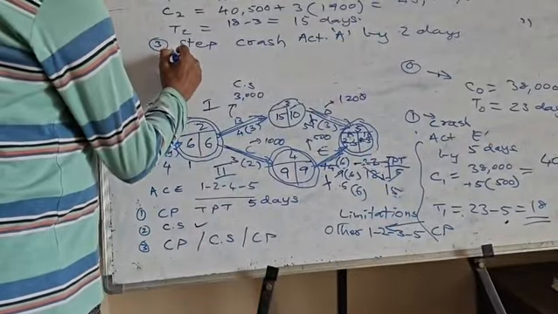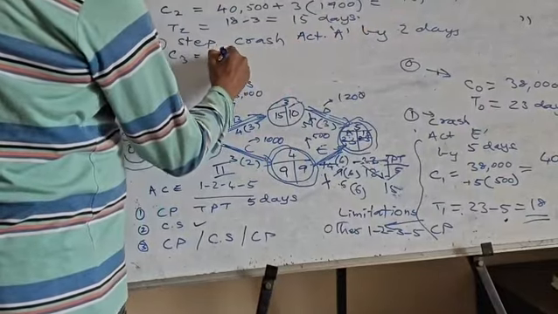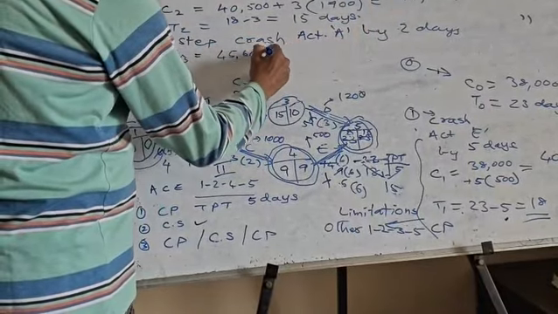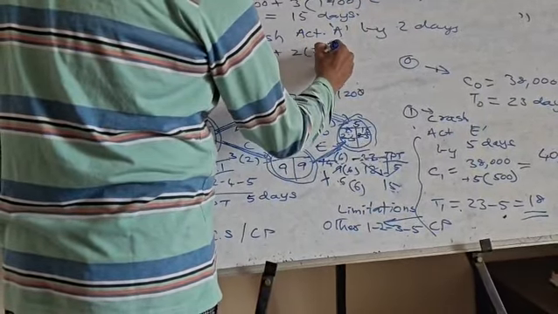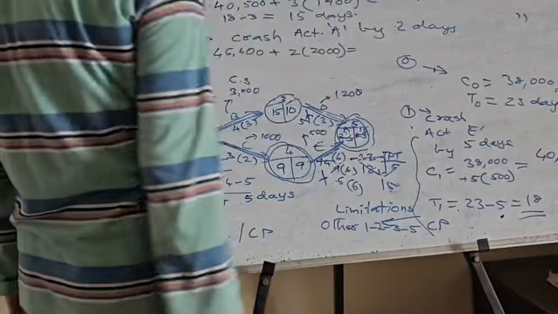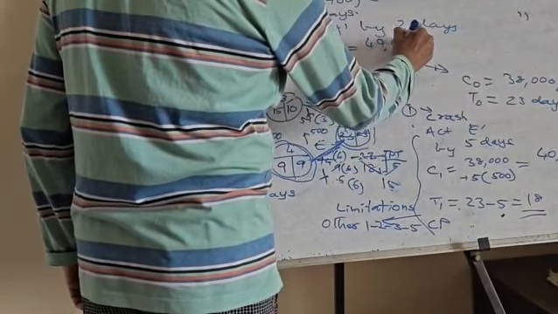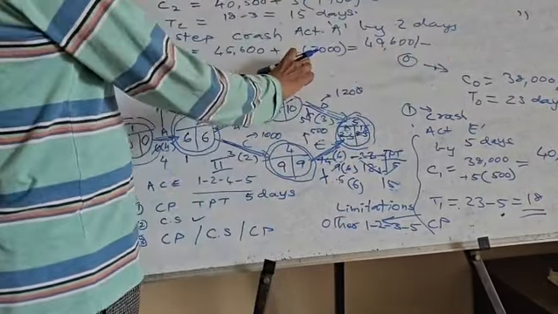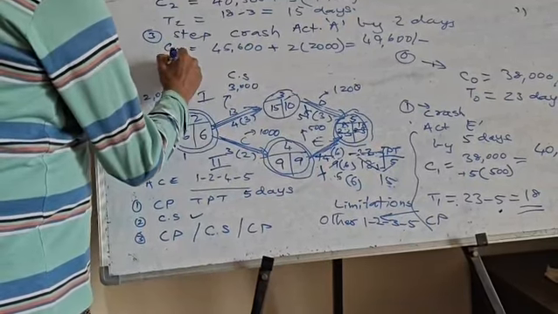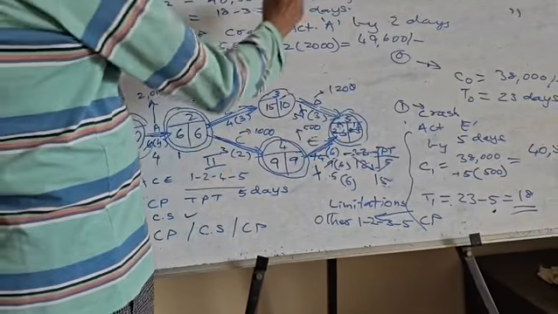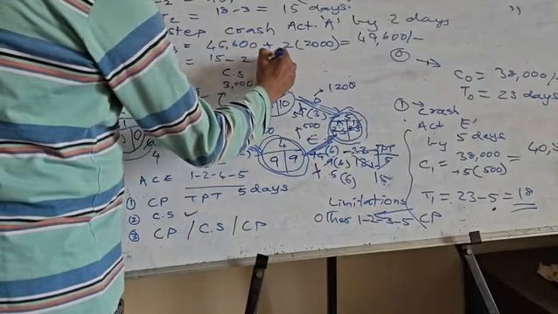Now what will be C3? C3 will be 45,600 plus 2 into 2000, that will be equal to 4000. So I am adding 4,000 to 45,600, so it becomes 49,600. What will become T3? T3 will become 15 minus how many days? 2 days. So that will be equal to 13 days.